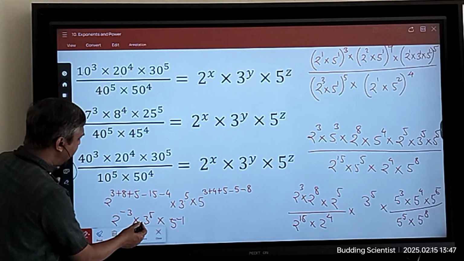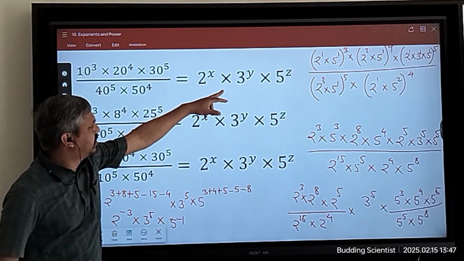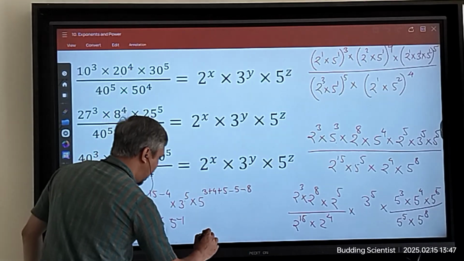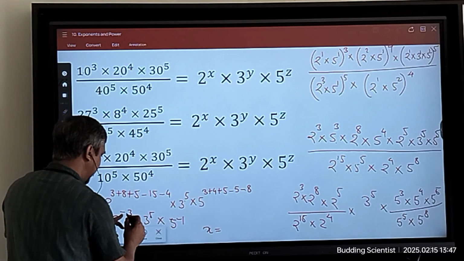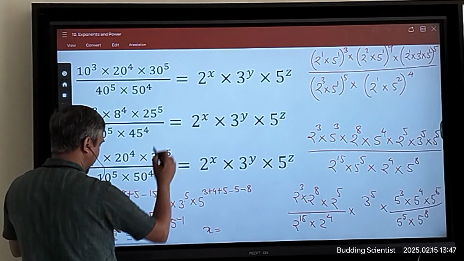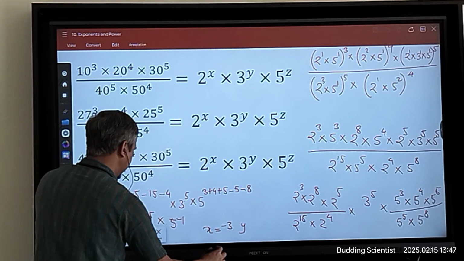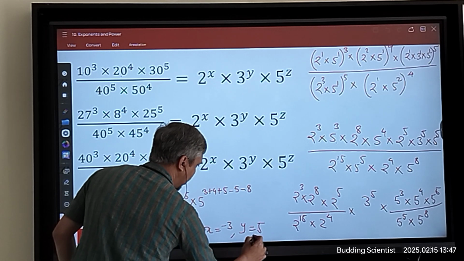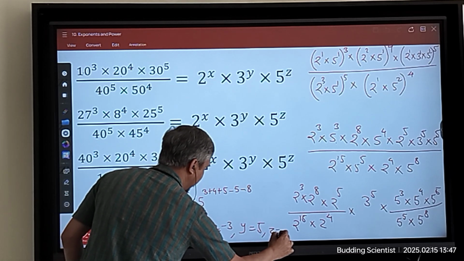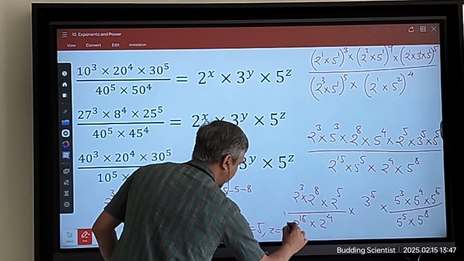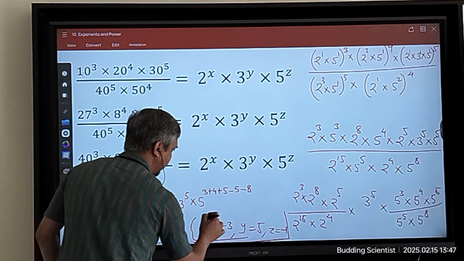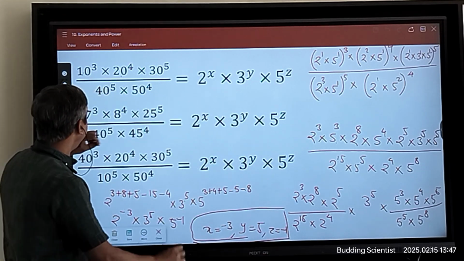So when this is compared with 2 raised to x, 3 raised to y, 5 raised to z, I get x is equal to minus 3, the power of 2 is x equals minus 3. The power of 3, y, is equal to 5. And the power of 5, z, is equal to minus 1. This will be the answer of this problem.